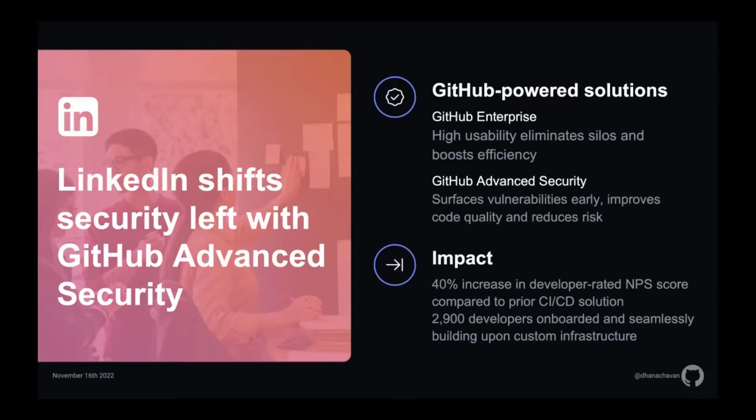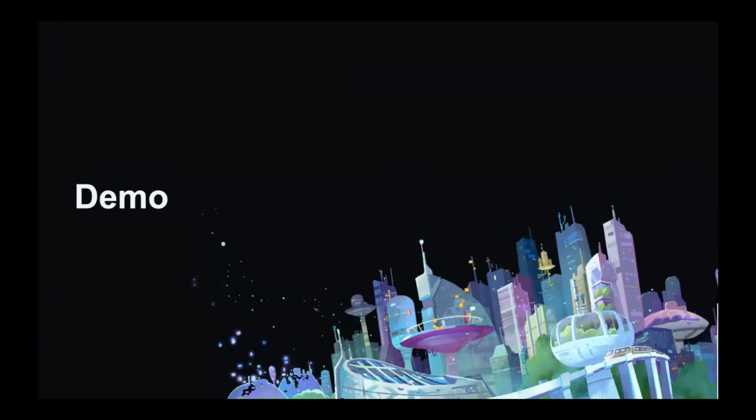Okay, so another customer testimonial, LinkedIn, all of us are aware of this. They saw almost a 40% increase in their developer-related NPS scores. They have 2,900 developers onboarded and seamlessly using and building upon custom infrastructure. They use GitHub Advanced Security to surface vulnerabilities early, to improve their code quality and reduce their risk. So with that, let's move on to the demo.